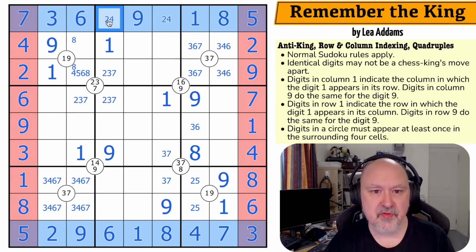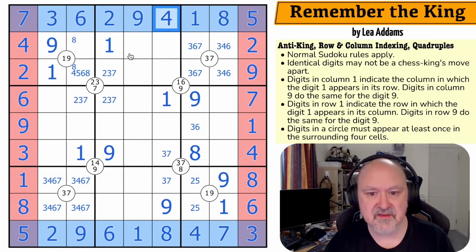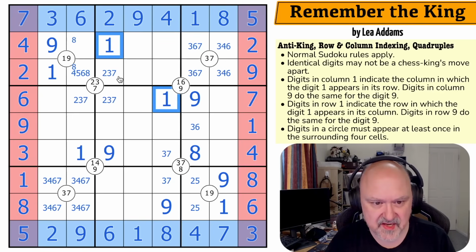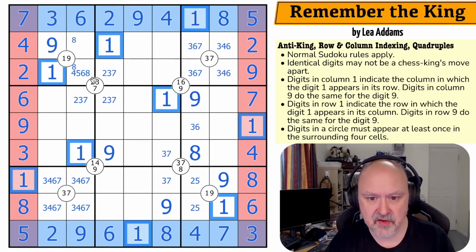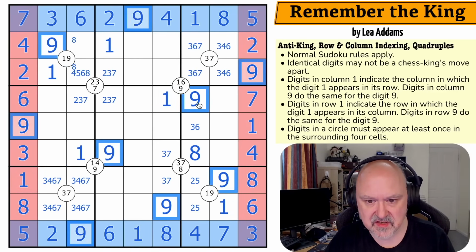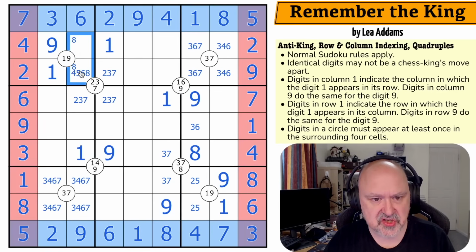So, well, I know this is the 1. So that's the 2, that's the 4. That's just lining up. And I've done all the indexing. I should have 9 1s and 9 9s. I do. This is so clever.